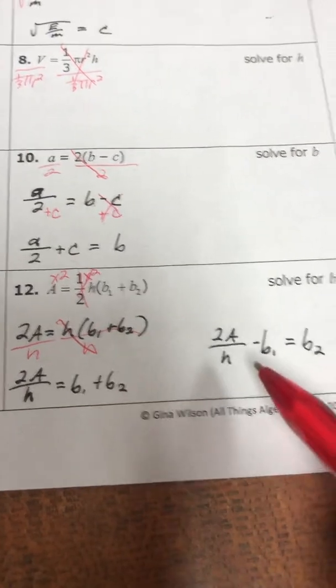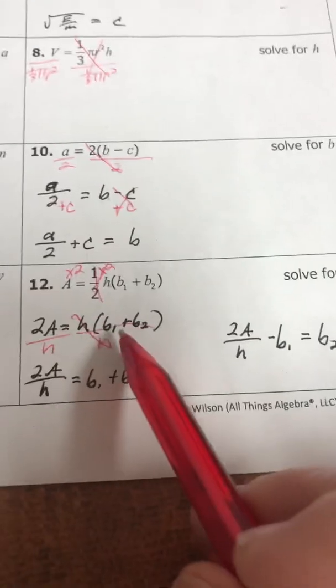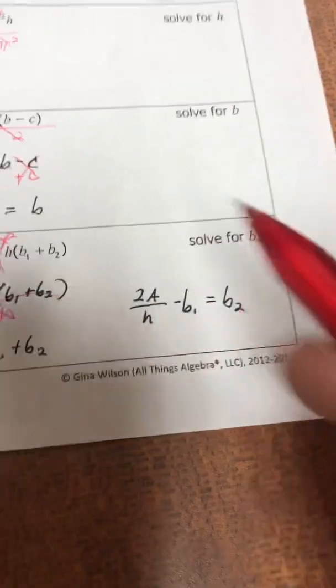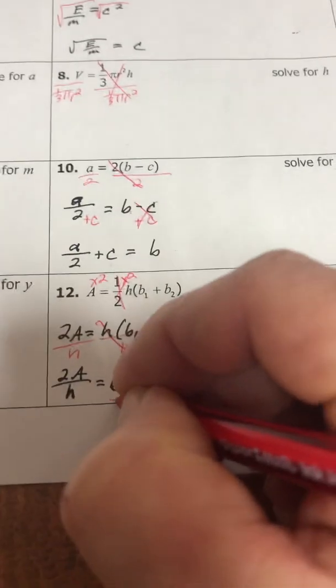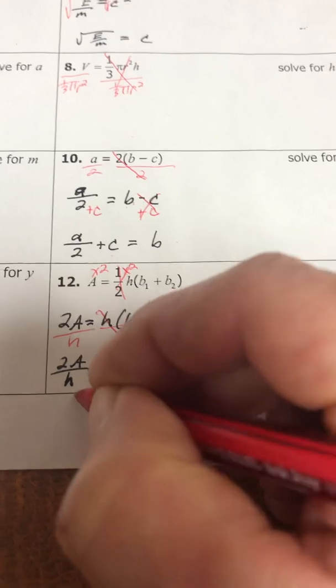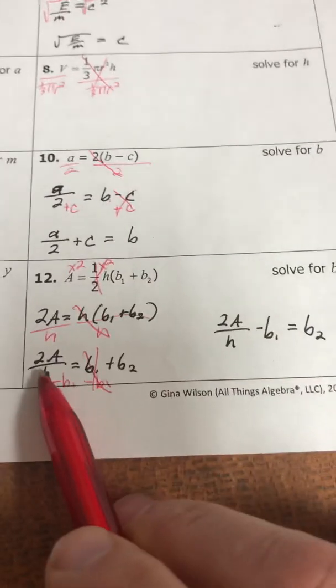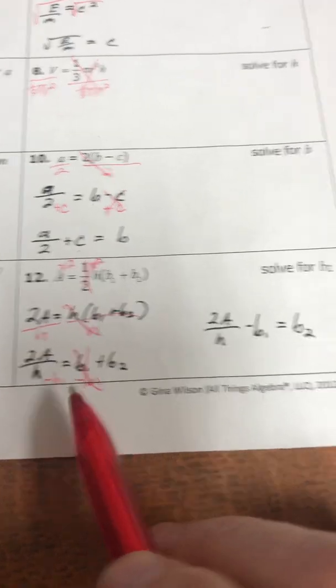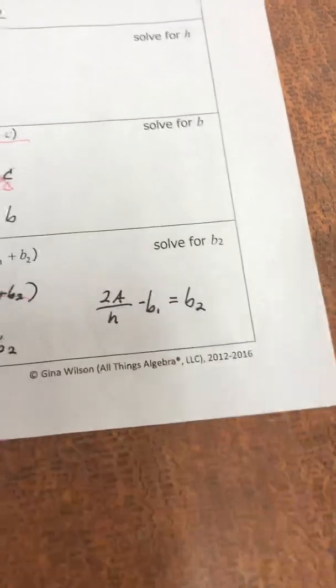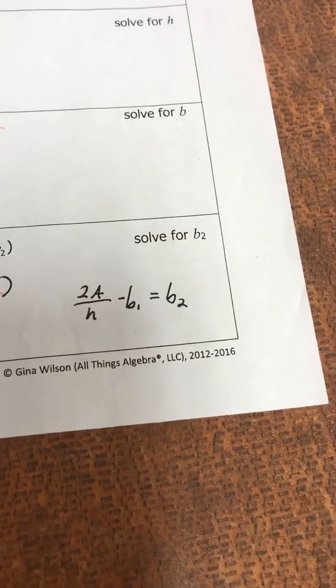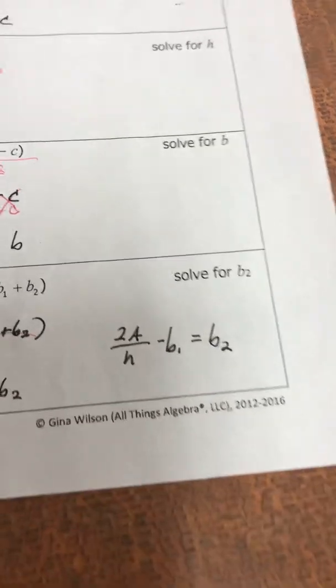And then I have to get rid of this b1, so I subtract b1 from both sides. So 2a divided by h minus b1 looks like this, and I'm left with my b sub 2. Okay. These are pretty tough.